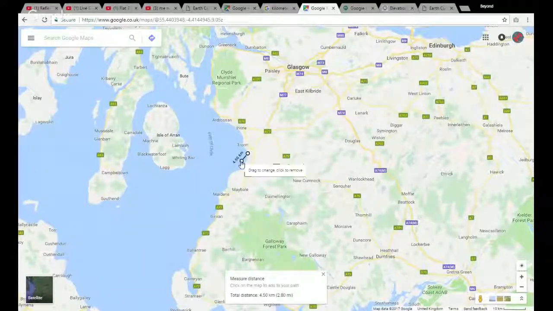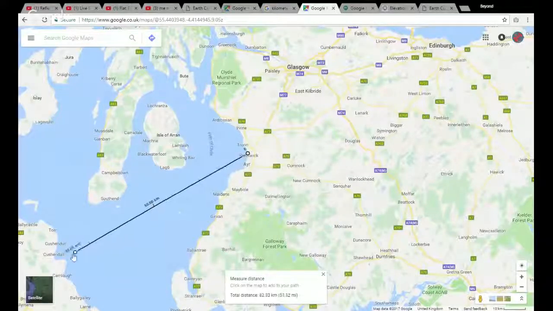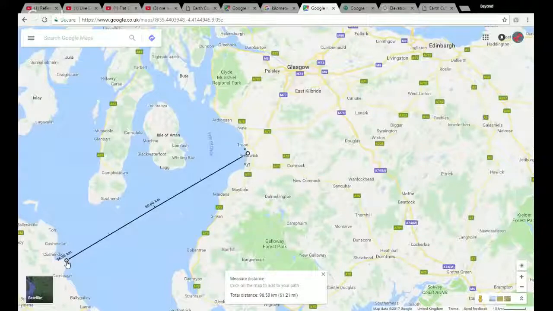Measure distance. And we'll go to the closest point. There, I was bang on, just about 100 kilometres, right? So nobody should be seeing any of that. That should be way gone on your imaginary ball, imaginary curves.